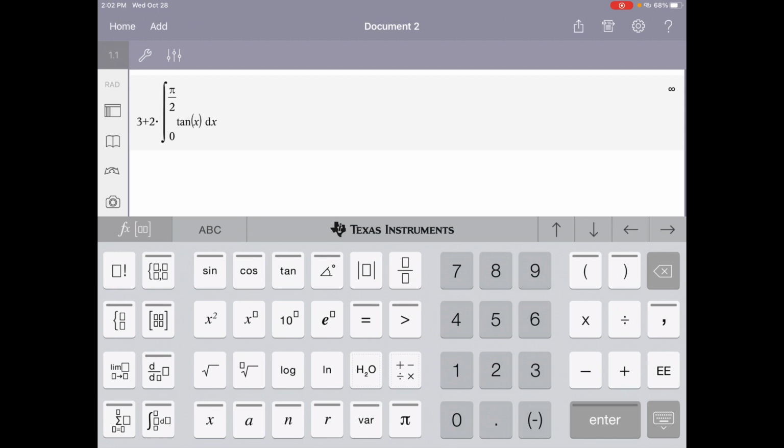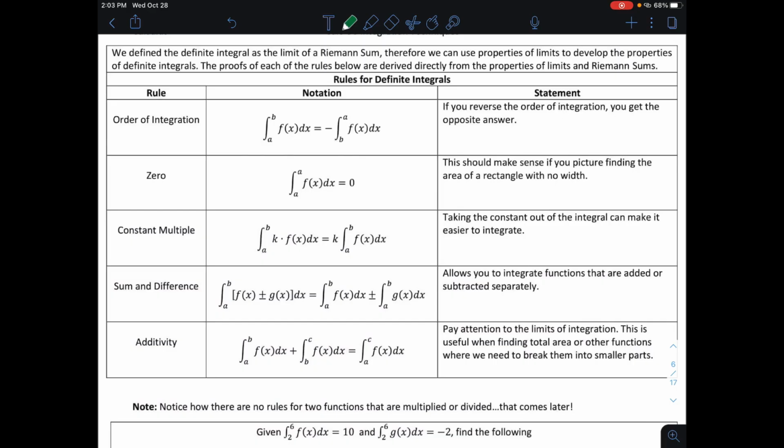All right, so now we're going to look at some properties of integrals.